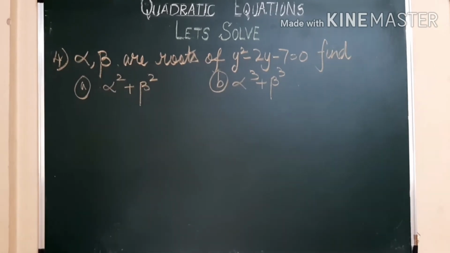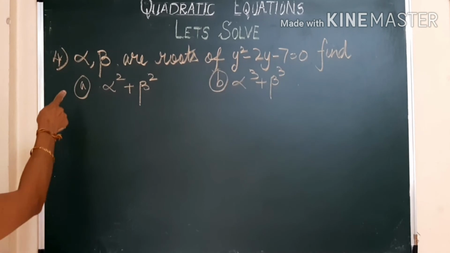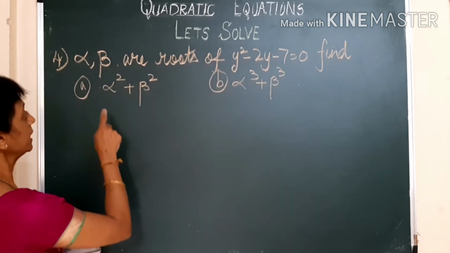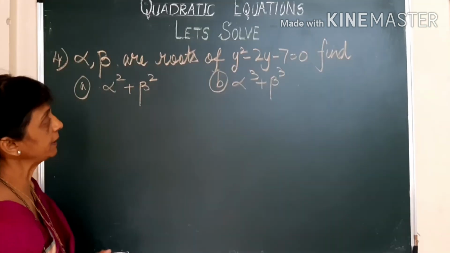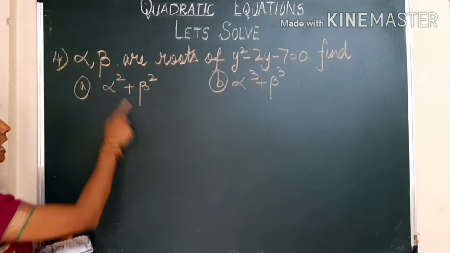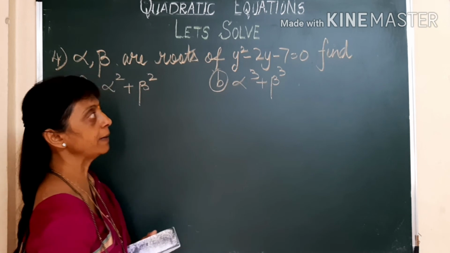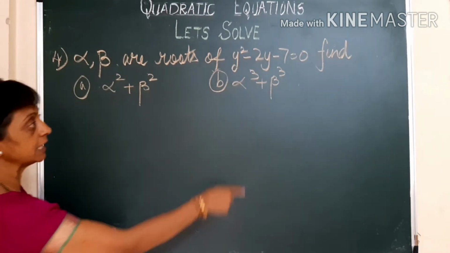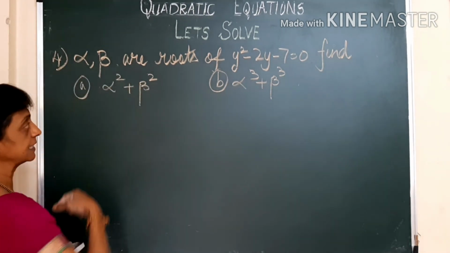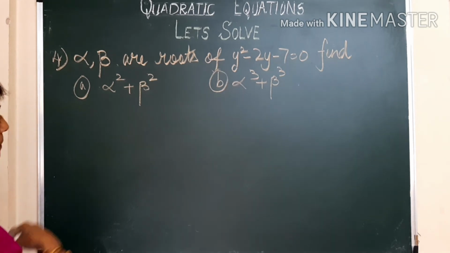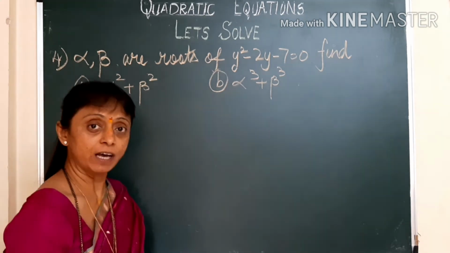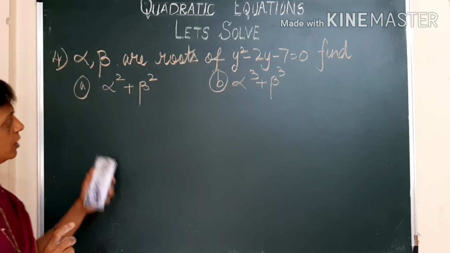Now let's move on to solve the next problem. In this given problem, children, you can see 2 sub-problems depending upon whatever they have given. Alpha and beta are the roots of the given quadratic equation y square minus 2y minus 7 is equal to 0. Find in this case alpha square plus beta square and alpha cube plus beta cube. So let's first solve the first one to get the value of alpha square plus beta square.